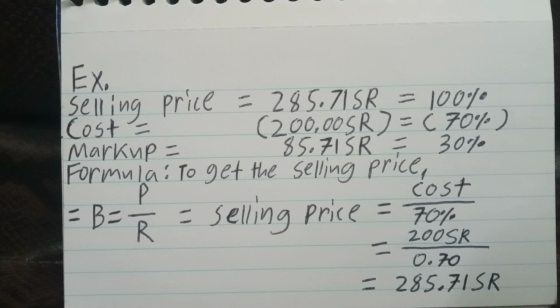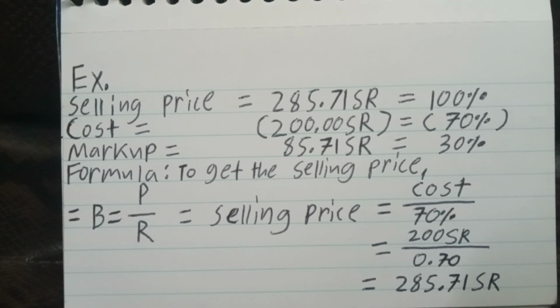So let's say that my cost is 200 reals. Again, guys, we are trying to find the selling price and the markup. So let's take a look at our formula to get the selling price. Base equals percentage divided by rate. So selling price equals cost divided by 70%.